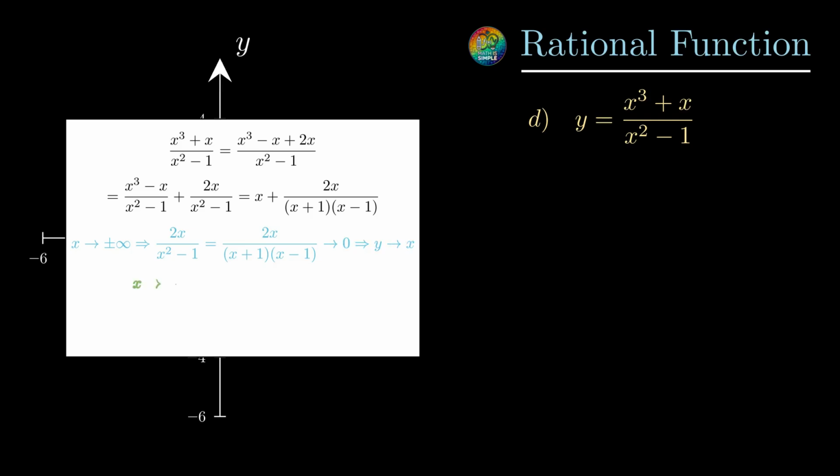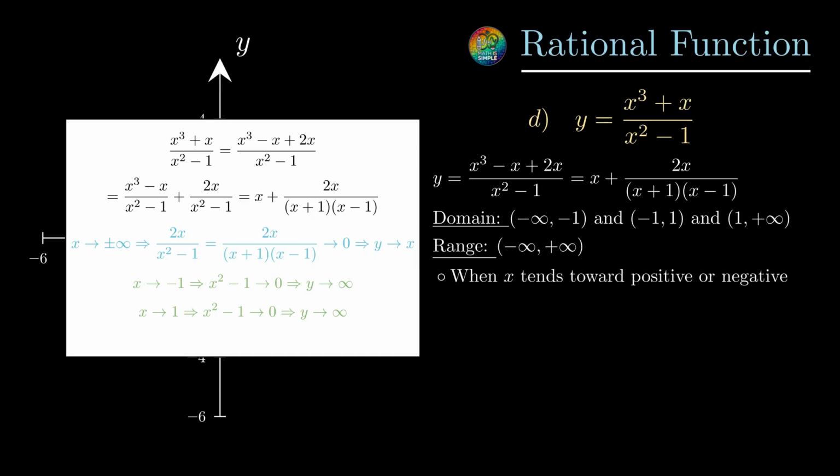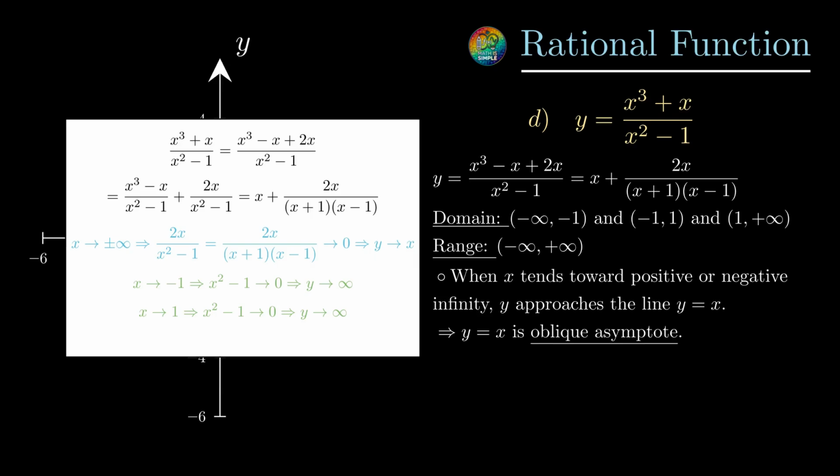Factoring the denominator reveals our restrictions. Since x cannot be negative 1 or 1, our domain splits into 3 intervals, giving us vertical asymptotes at x equals negative 1 and x equals 1. Now what happens as x approaches infinity? That fractional term shrinks to 0, meaning y approaches x. Instead of flattening out horizontally, the graph tracks perfectly along the diagonal line y equals x, our oblique asymptote.